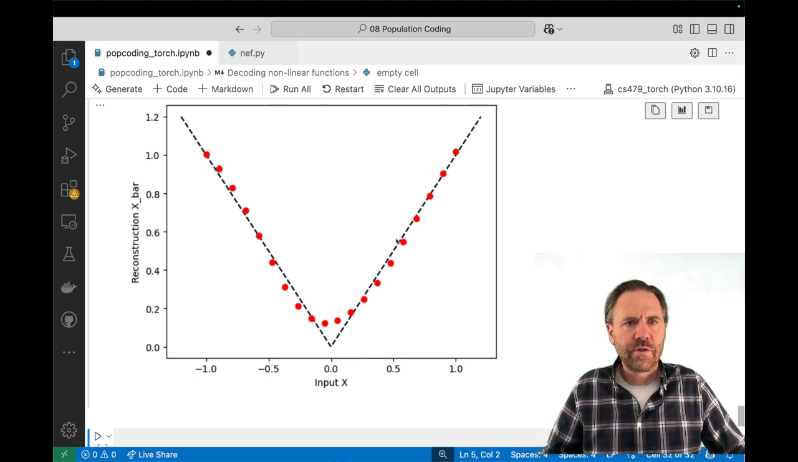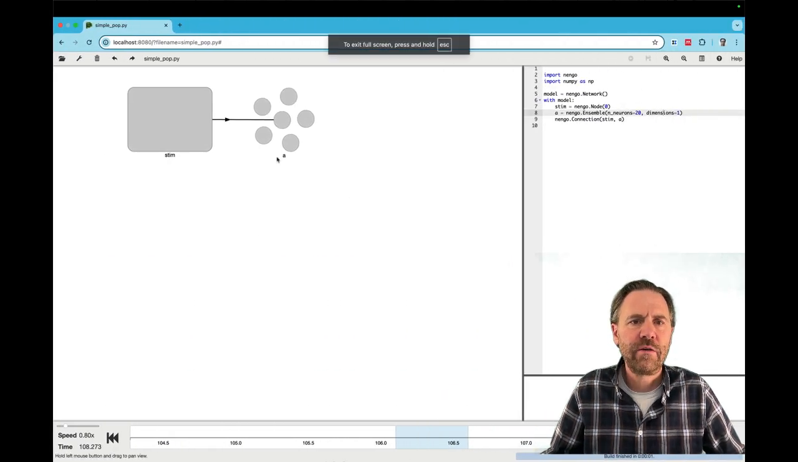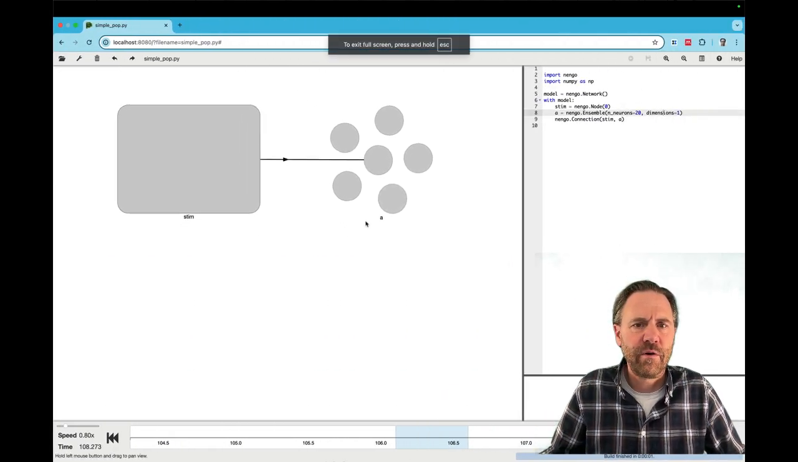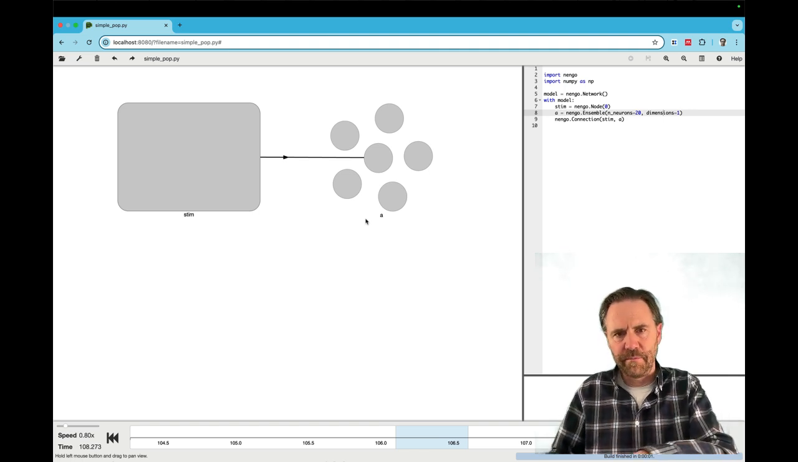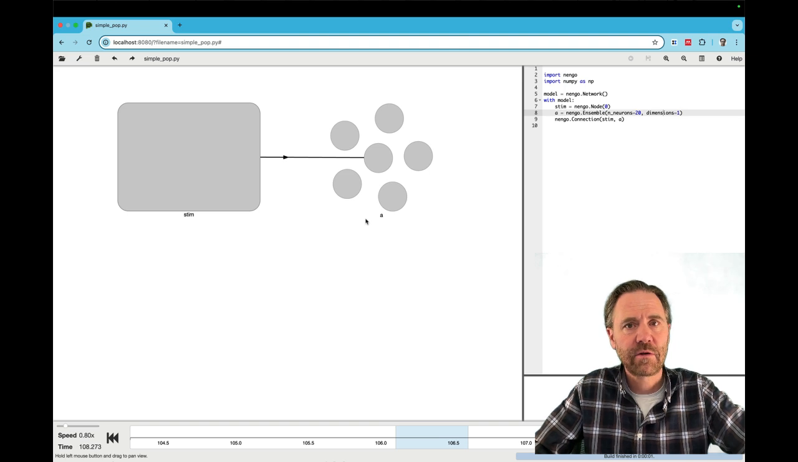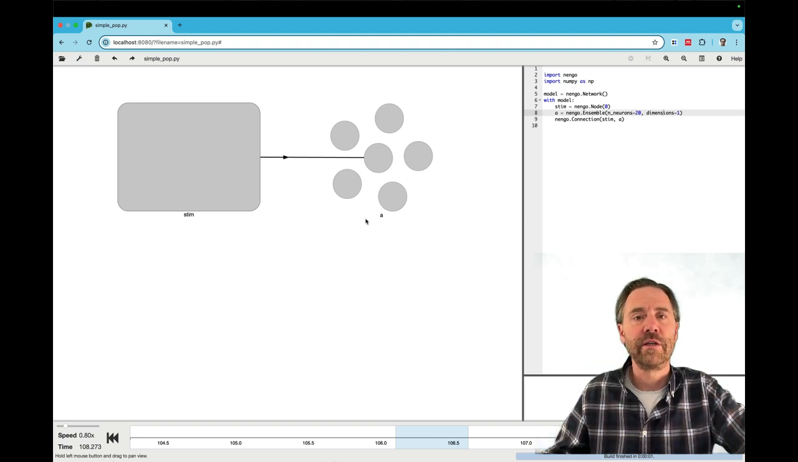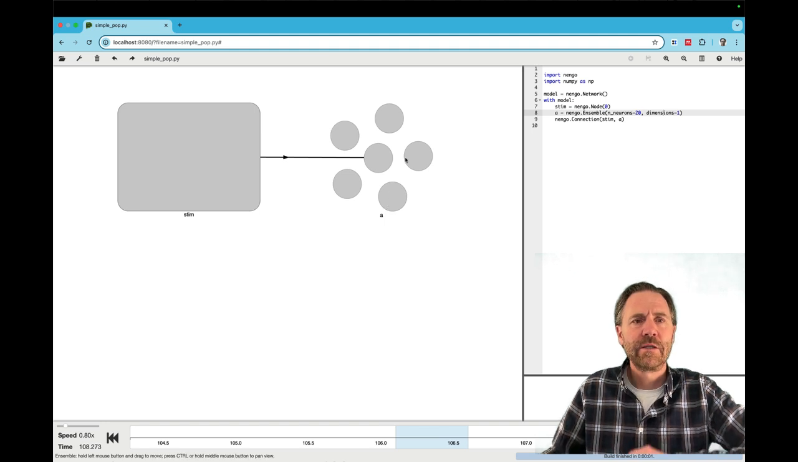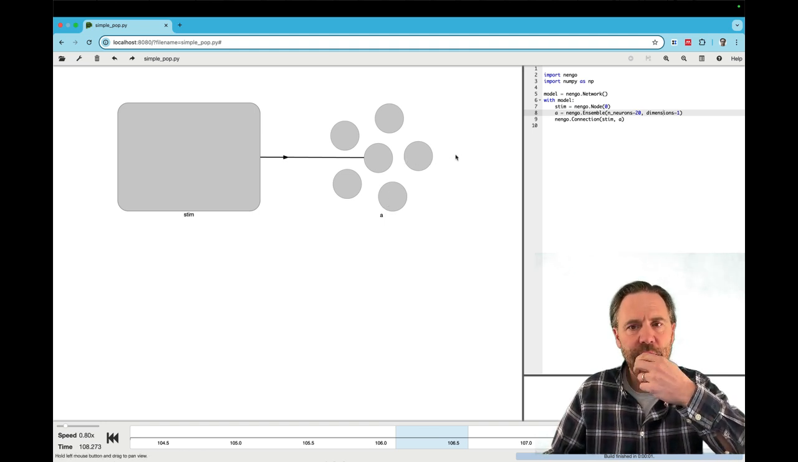So let me show you Nengo. Nengo is a software platform that was created here at the University of Waterloo by another professor who's in systems design engineering and philosophy. His name's Chris Eliasmith. He's really developed all of this neural engineering framework quite a lot. So this program called Nengo is from his lab.